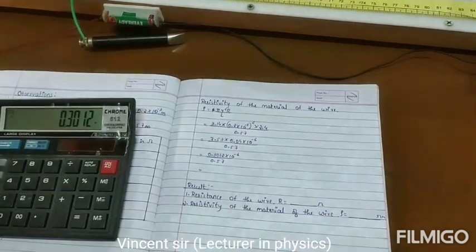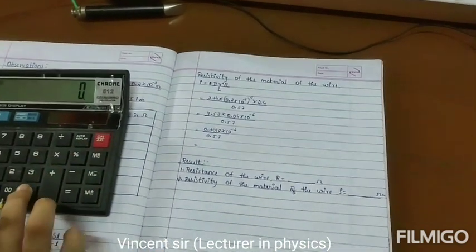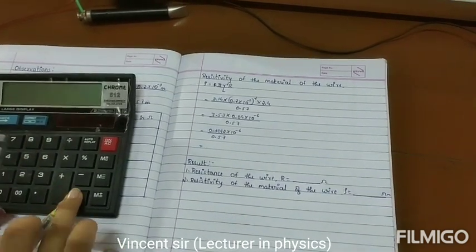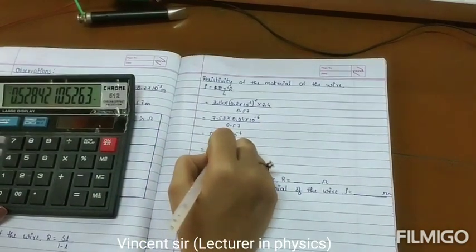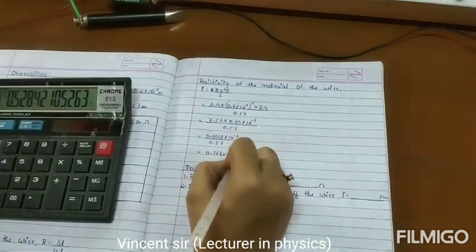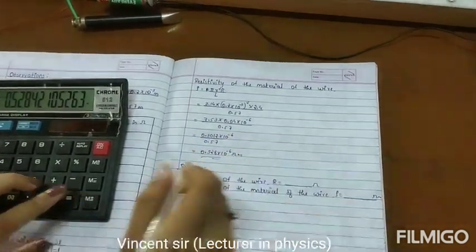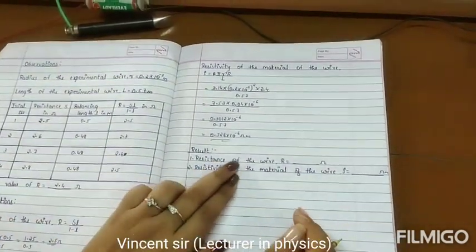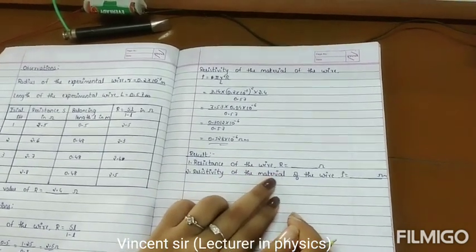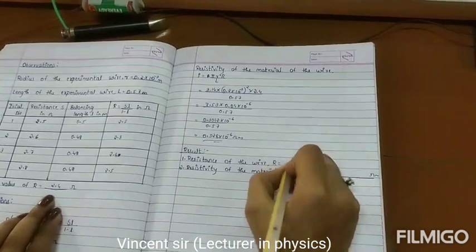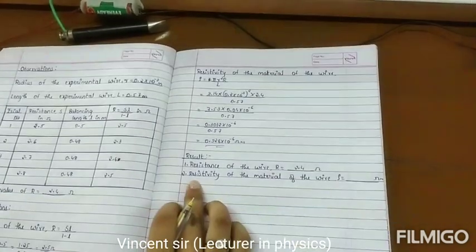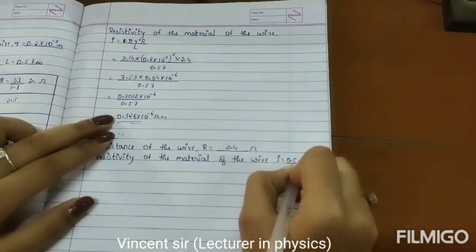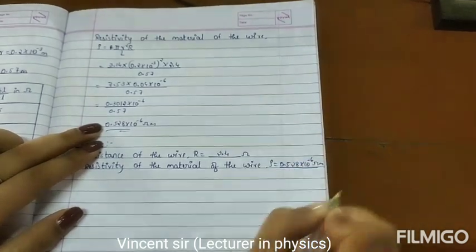So the value of resistivity of the material of the wire is 0.3012 divided by 0.57. It is 0.528 into 10 to the power minus 6 ohm meter. Now the result of this experiment is: resistance of the wire R is equal to 2.4 ohms, and resistivity of the material of the wire rho is equal to 0.528 into 10 to the power minus 6 ohm meter.